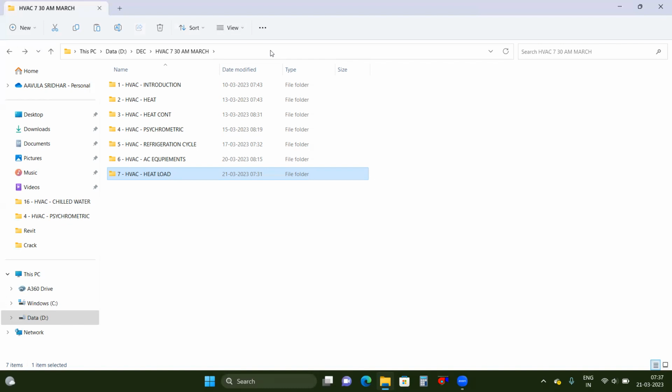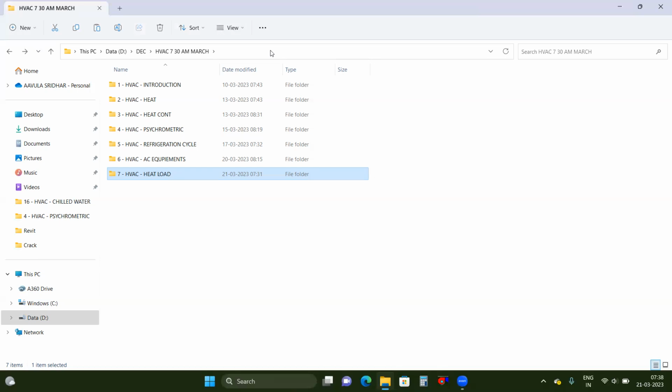Based on the application, the different types of buildings and the requirements, the air conditioning equipment will be differently taken into consideration. So the next one is heat load. Till here we have seen the definitions, psychrometric chart, and refrigeration cycle. The main topic in HVAC is the heat load topic.